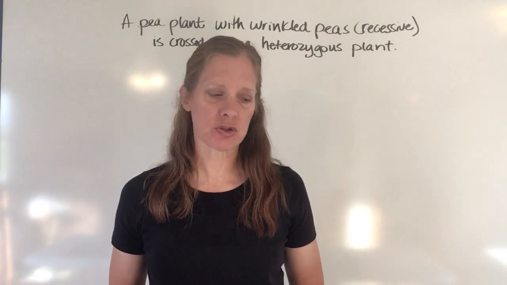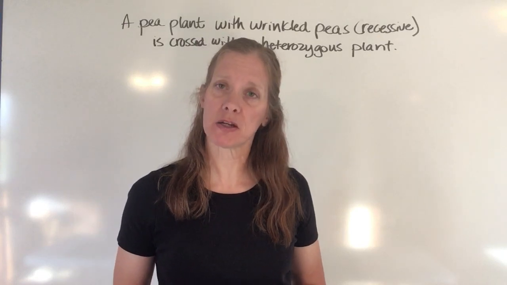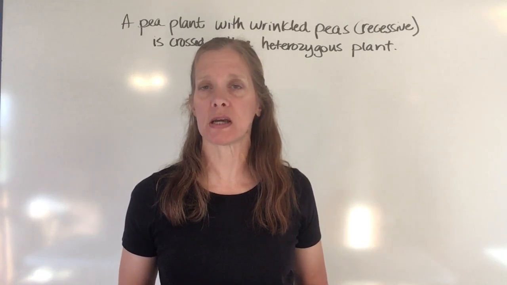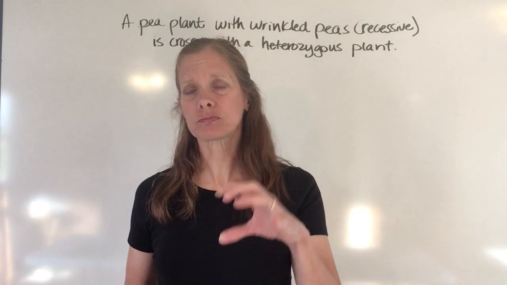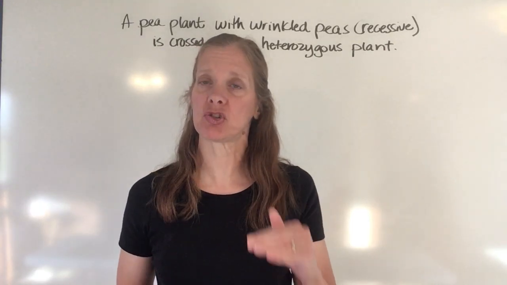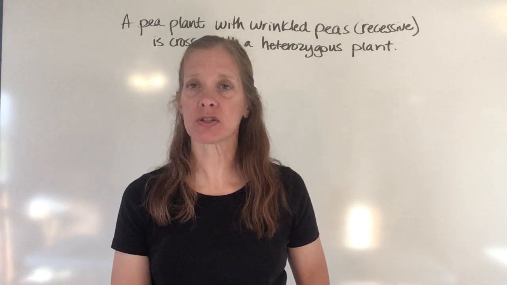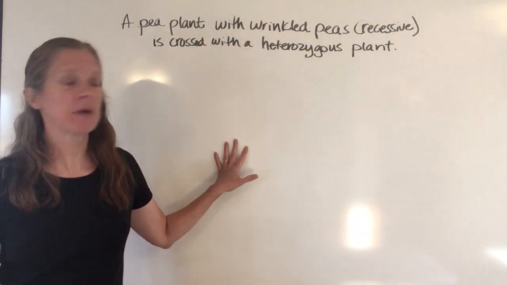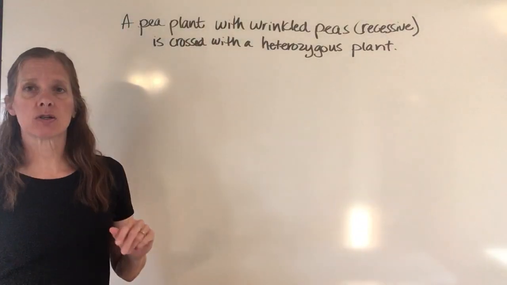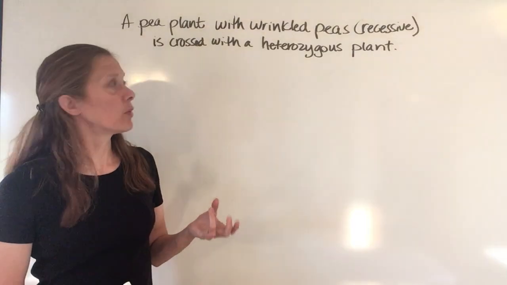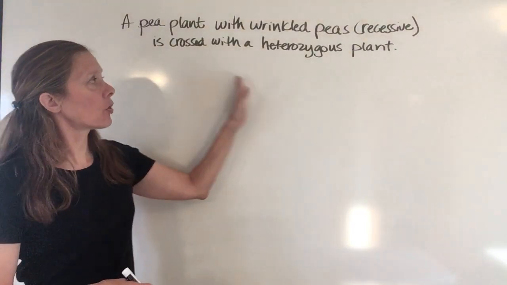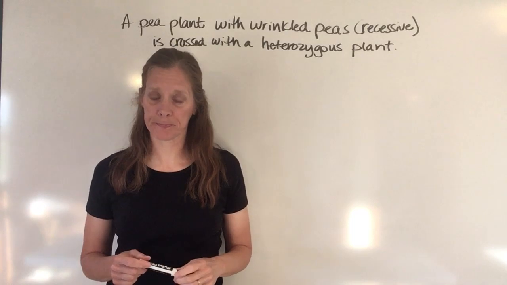So what we want to do is start looking at some Punnett squares to see how we can predict what traits the offspring could potentially have given the characteristics of the parents. So I have an example written up here on the board. A pea plant with wrinkled peas, which is a recessive trait, is crossed with a heterozygous plant.